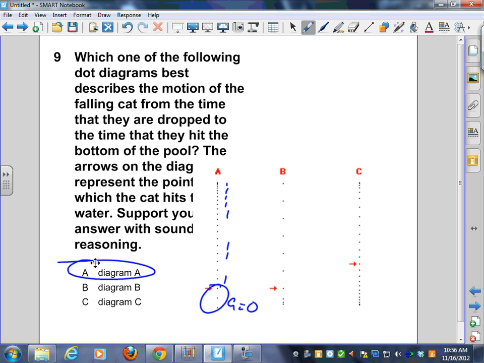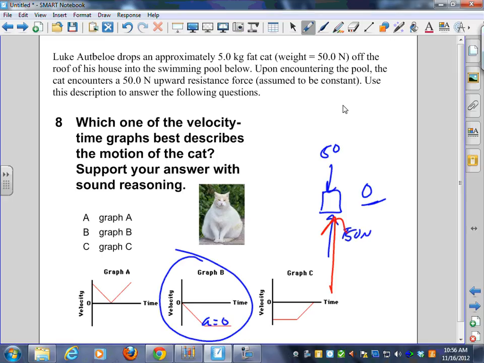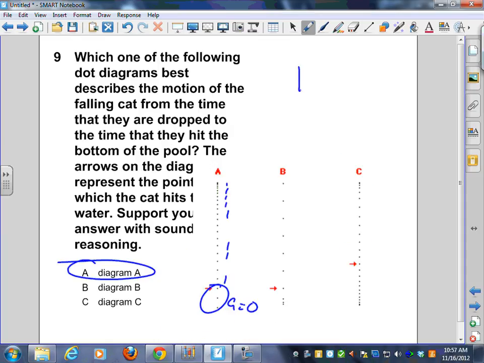I get all that, Sonia, but I told you exactly what the forces were. We're not talking about you jumping in your pool. I'm talking about this particular cat. Okay, and this particular cat has 50 newtons down and 50 newtons up. What's the net force, JC? If you got 50 down and 50 up, the net force is?